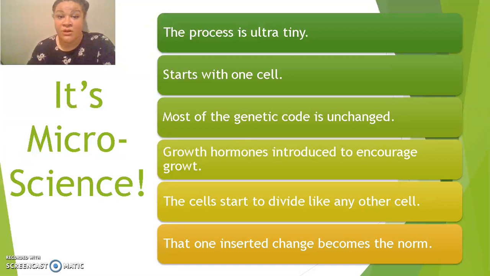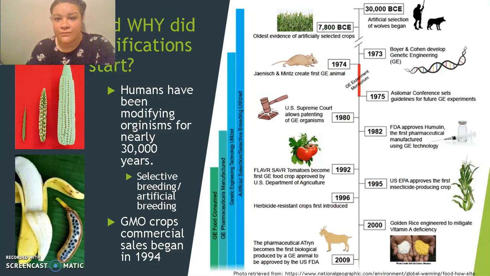The process of gene modification is so extremely small that even under some of the most sophisticated microscopes, it can't clearly be seen. It starts usually with just one cell where so much DNA is packed tightly into the nucleus and then inserted into a cell. Growth hormones naturally occurring in the plant cell are given to help encourage integration and growth. The cell goes through the usual phases to divide. The inserted gene becomes the norm of the plant as it continues to grow and flourish.